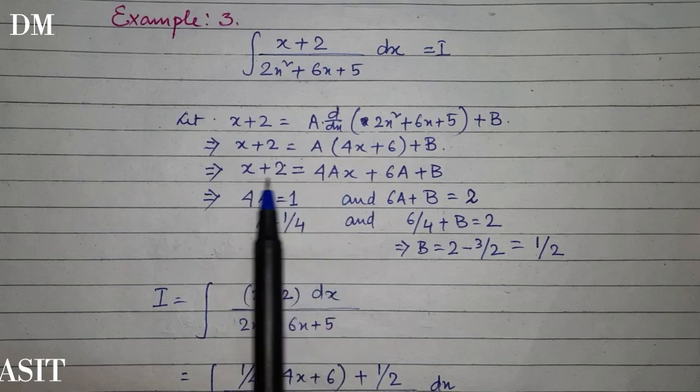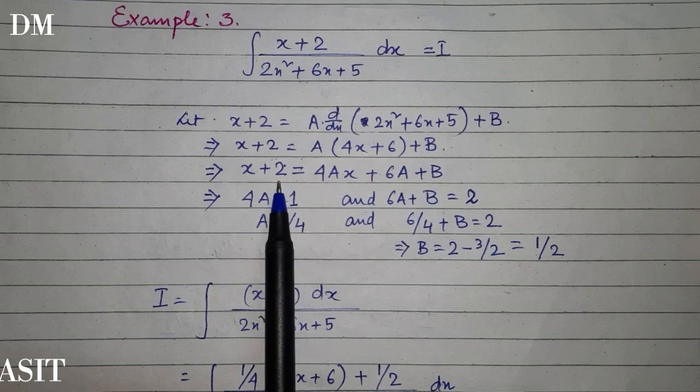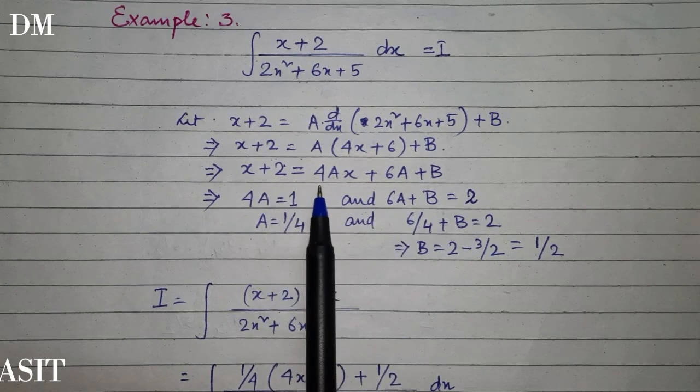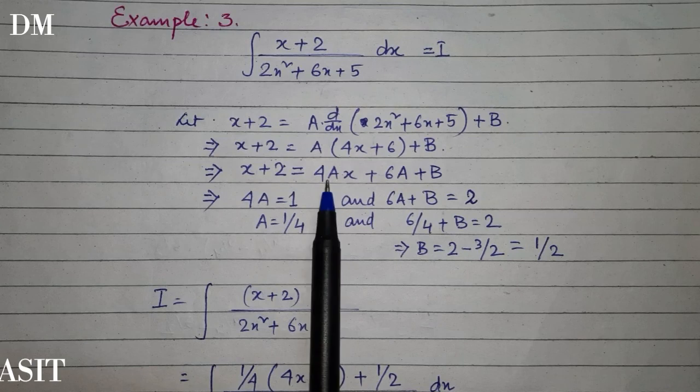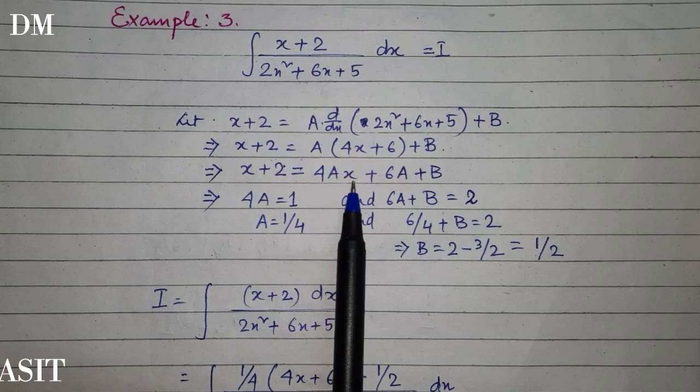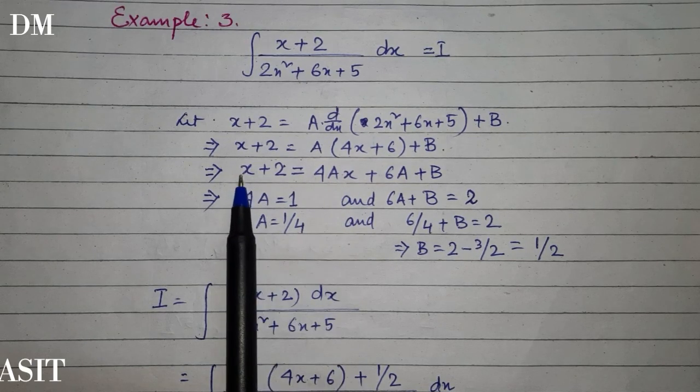Now we are going to compare the coefficients. So if I compare the coefficients, we can write 4a, of this x, should be equal to the coefficient of this x, and the coefficient of this x is 1.